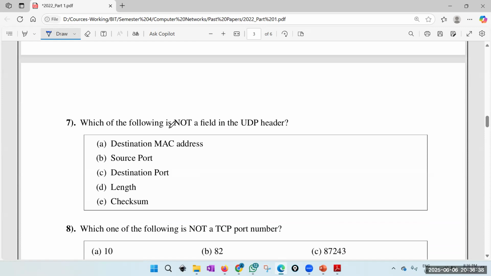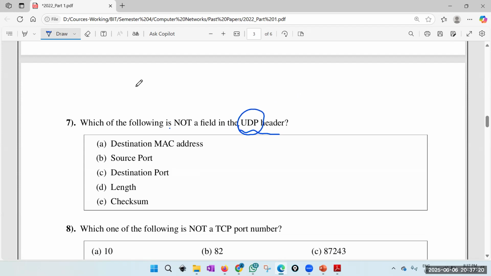7. Which of the following is not a field in the UDP header? Remember, the UDP header has fewer fields because it is more for performance rather than reliability. But it must have the essential things like source port number, destination port number and so on. Those are must-haves, but you don't need additional things in the UDP header. Destination MAC address: do we need that? Do we need the MAC address in UDP?